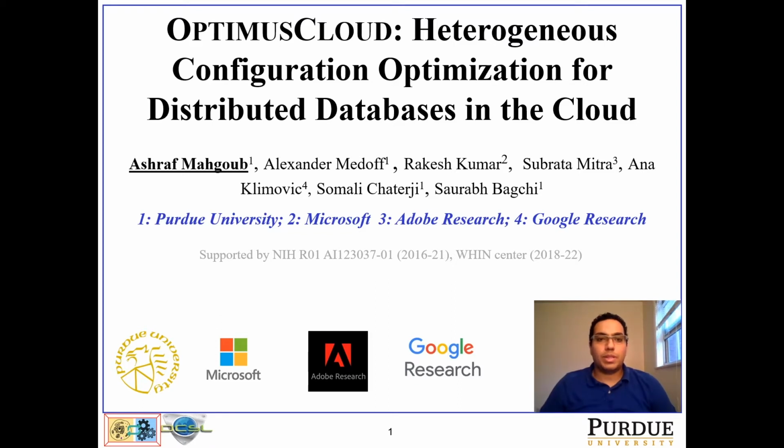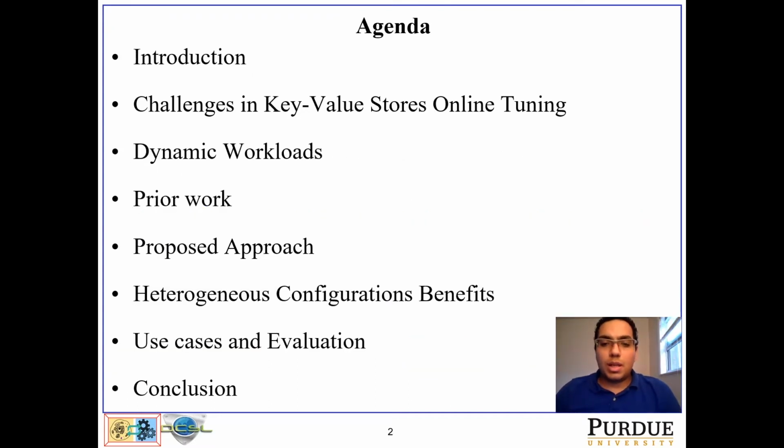Today I will present Optimus Cloud, Heterogeneous Configuration Optimization for Distributed Databases in the Cloud. This work is a collaboration between Purdue University, Microsoft, Adobe Research, and Google Research, and this project is supported by the NIH. And here is the agenda of our talk today.